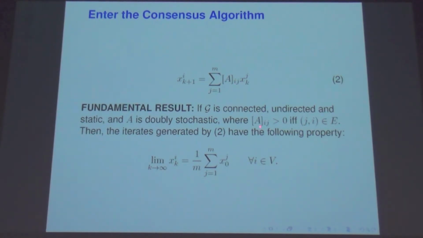And matrix A is equivalent to the graph structure, which is a positive value if and only if the pair ji belongs to the set of edges. Then the iterations generated by this algorithm have the following property: for all of the nodes in the network, in the limit, you're going to reach the average value of the values held by the network. Right? So this is the fundamental result. This is nothing new. This is known from linear algebra, and you can easily prove it. This is kind of trivial.